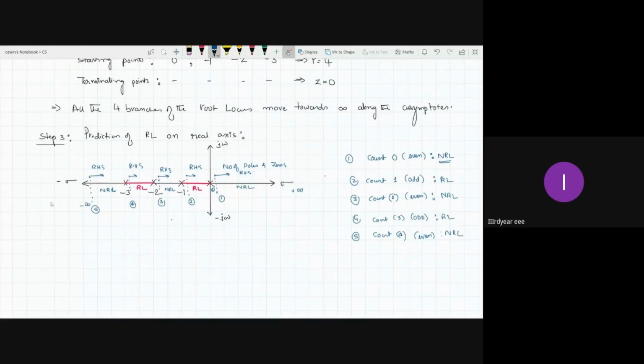You'll understand the prediction when we calculate something known as the breakaway point. So this step 3 also helps in validating the breakaway point. Breakaway point is nothing but the meeting point of two root locus branches. Step 4: angle of asymptotes.